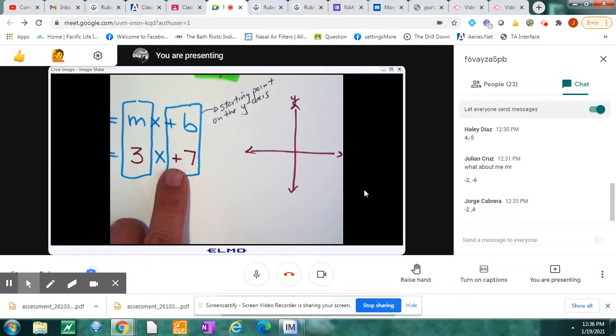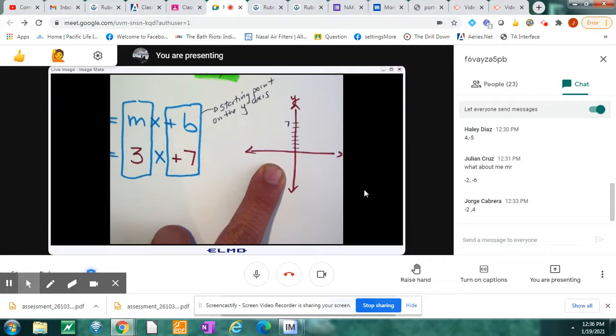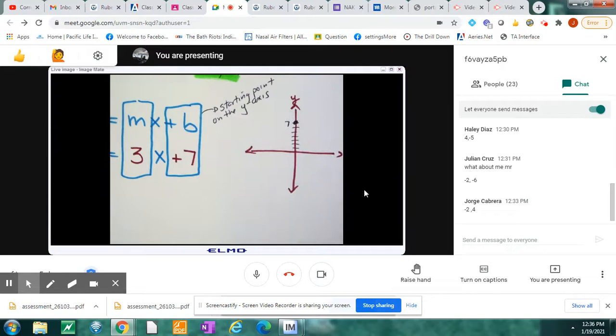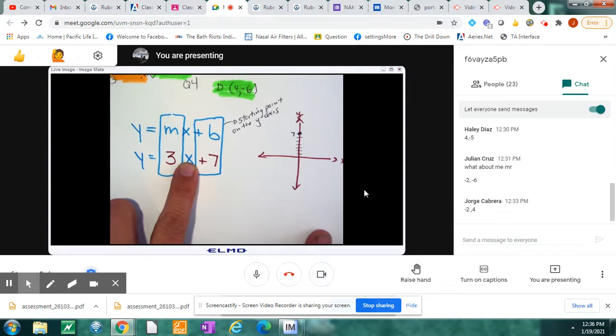So what number is it? It's 7. So let's start here. It's on the Y, so let's go 1, 2, 3, 4, 5, 6, 7 right there. So that's your starting point, and we're gonna put a dot right there. Okay, so far so good. Later on, you might say, but mister, what if it's not in this form? Then I'll teach you that, which is on the district benchmark. So here we go, plus 7.